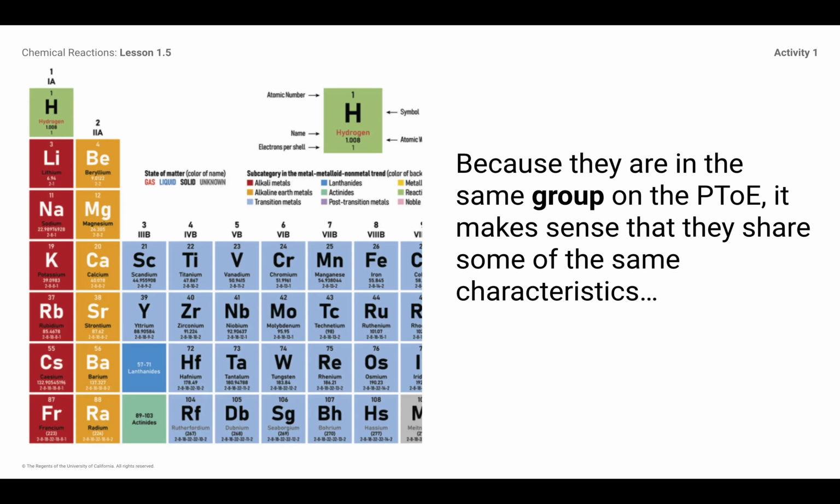And I'm going to show you, this is not Amplify, this is me. I want to show you why they might share some properties, but not all the properties. It's because sodium and potassium are in the same group on the periodic table of elements. And so it makes sense that they share some of the same characteristics, because if you remember in your reading, all of the atoms that share the same properties share groups, but they're different, so they won't share all of the same properties.